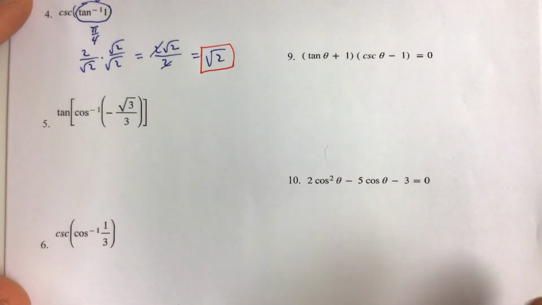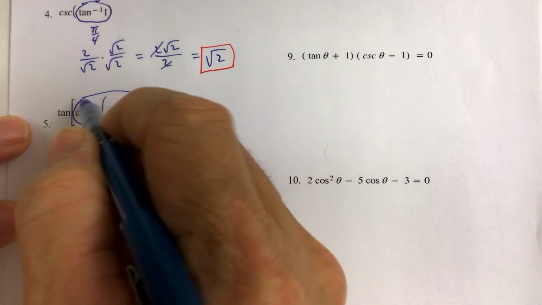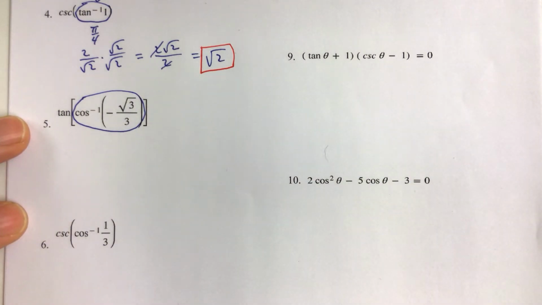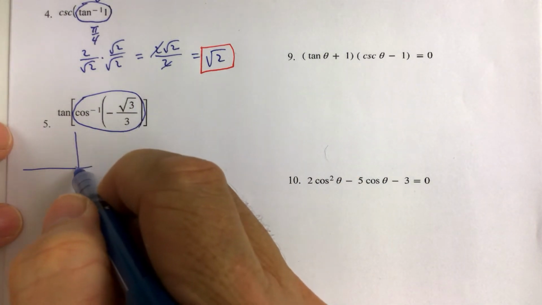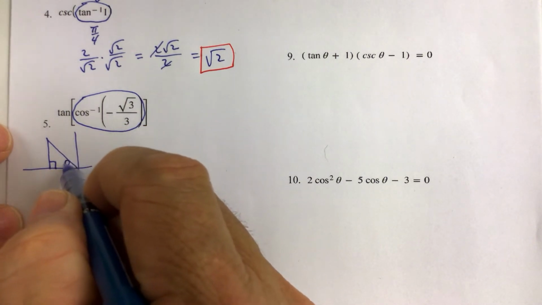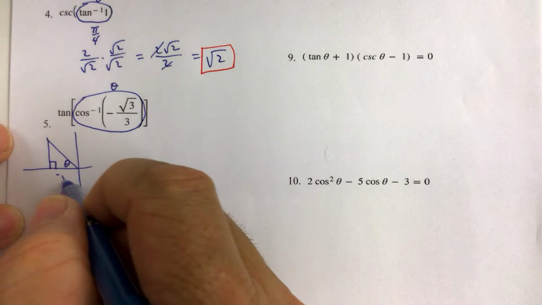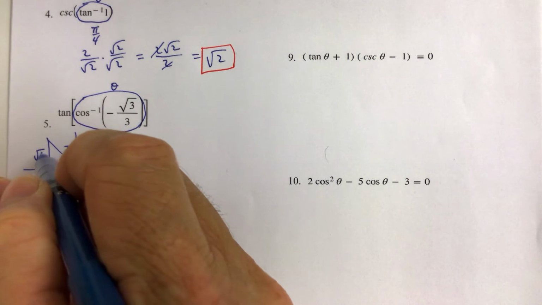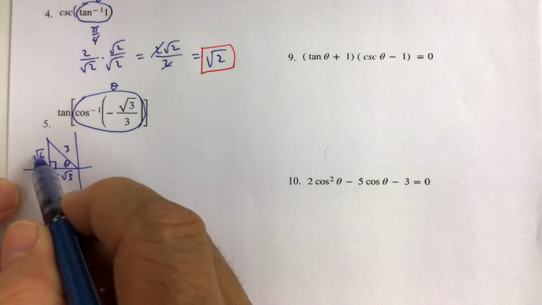For problem number 5, we're looking for the inverse cosine of negative radical 3 over 3, and just kind of looking back at my diagram that I made in the other video. If you want further explanation, you can check out that other video. But the bottom line is we're looking for a theta in which the cosine of theta is negative radical 3 over 3. Without too much effort, we can figure out, just using the Pythagorean theorem, that the length of that opposite leg of theta would be radical 6.